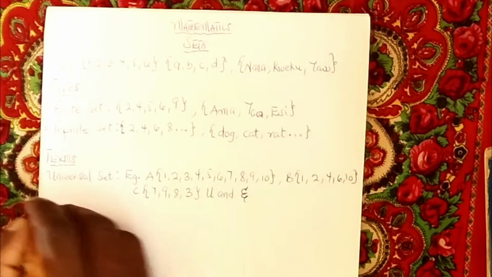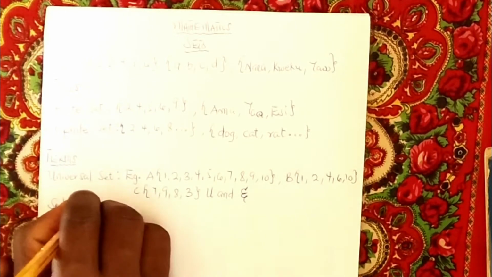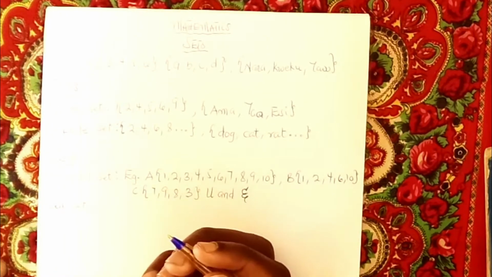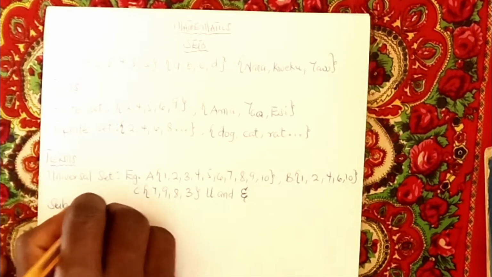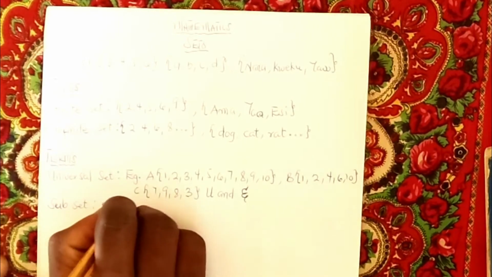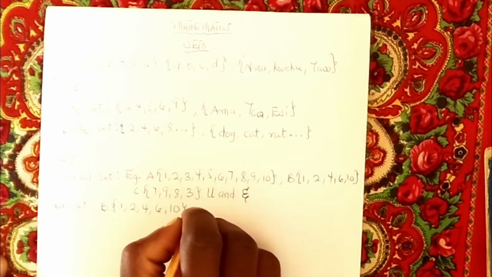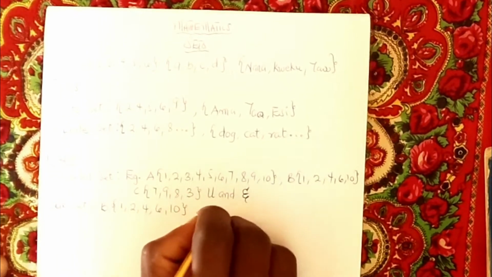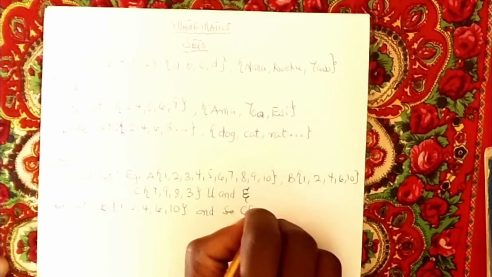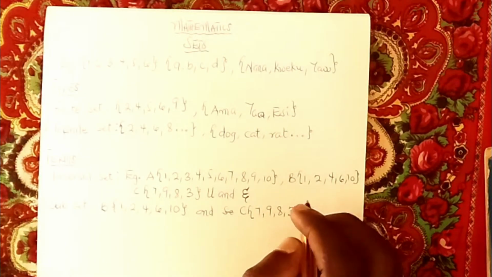The next is the subset. As I said in the universal set, subsets are being gained from the universal set as illustrated, and an example is the set B. So set B, that's 1, 2, 4, 6, and 10, is a subset of set A and set C. Set C with elements 7, 9, 8, and 3 is also a subset of set A.